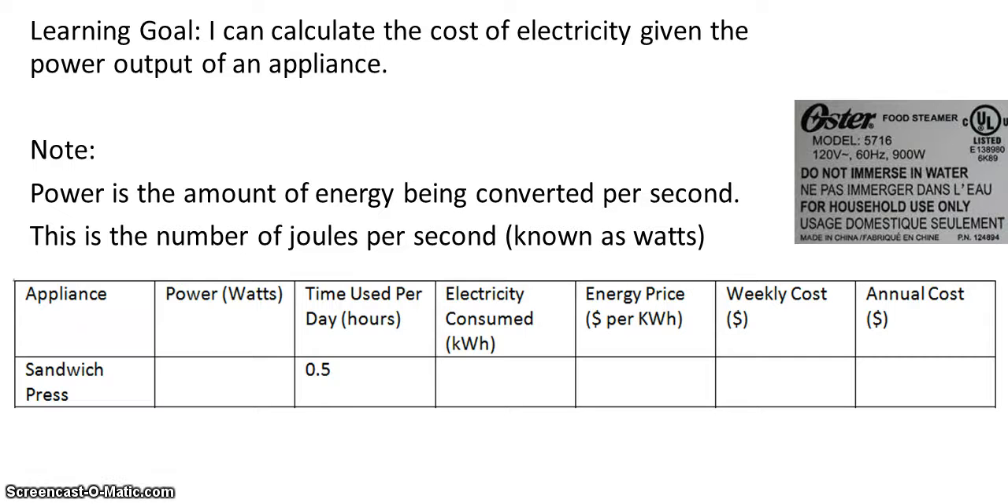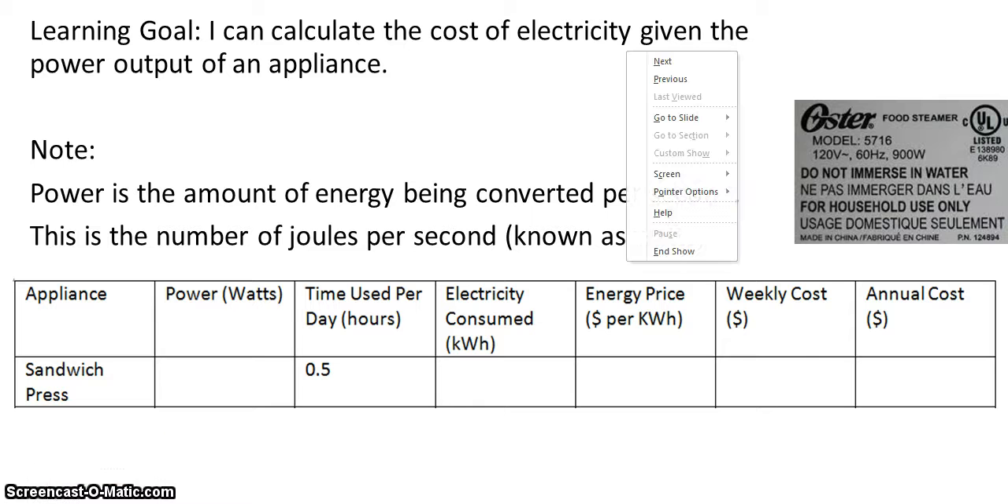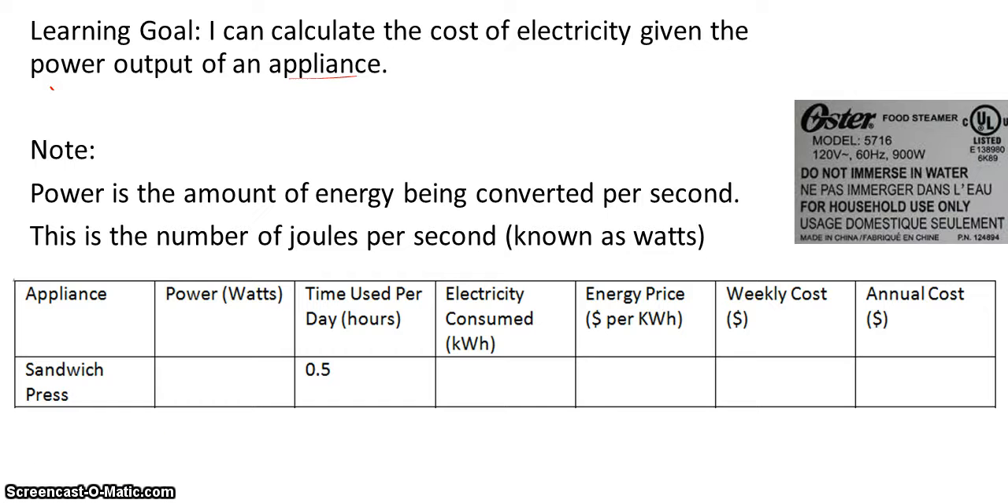Okay, our learning goal is I can calculate the cost of electricity given the power output of an appliance. So if you look at any appliance, it's going to be hidden a little bit, but it'll tell you some information. So this is the back of, for example, a food steamer. Okay, so the first thing it can tell you is 120 volts.